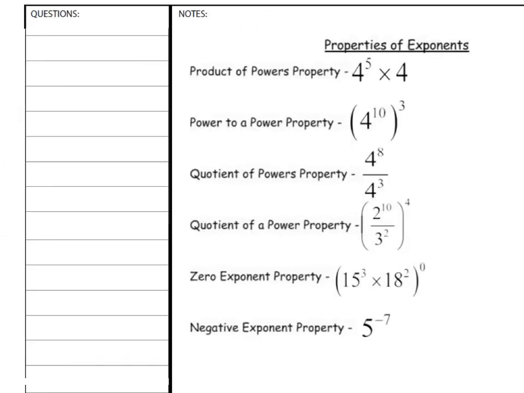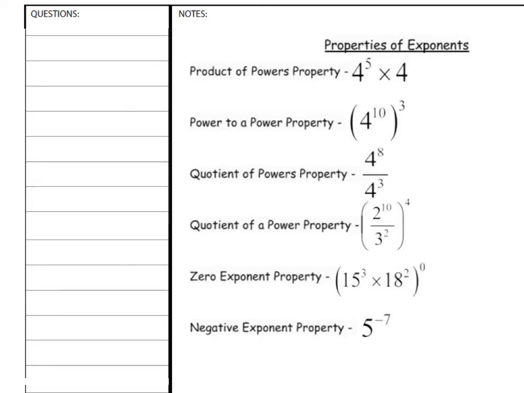Now we're looking at exponents on the back. For each of these properties, we're going to solve the problem, simplify it, and write in a description of what it is. So the first one I see is product of powers property. What I'm really looking at is not the words, but the problem. 4 to the 5th times 4.